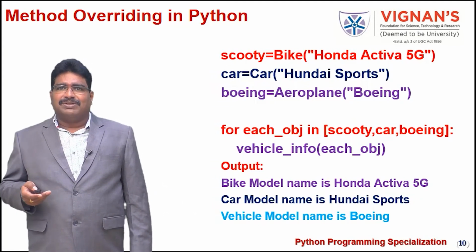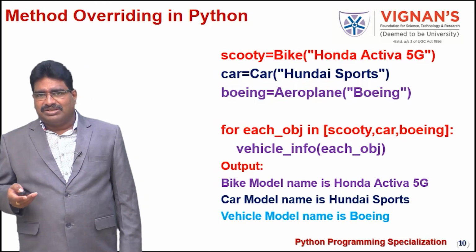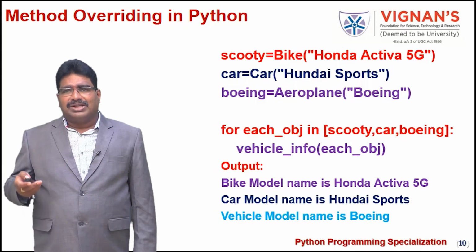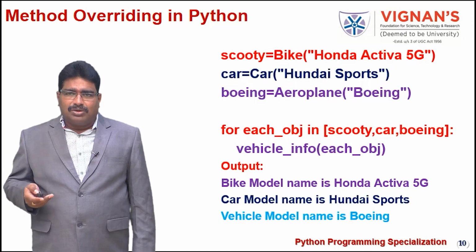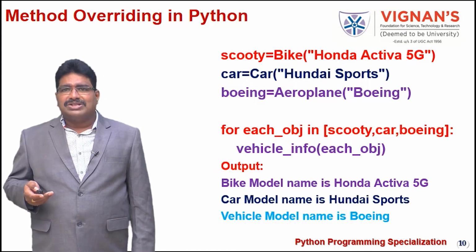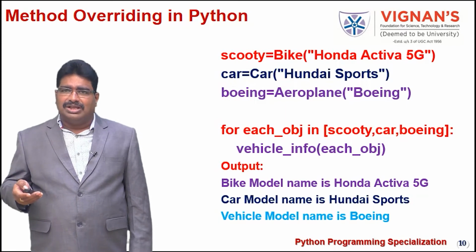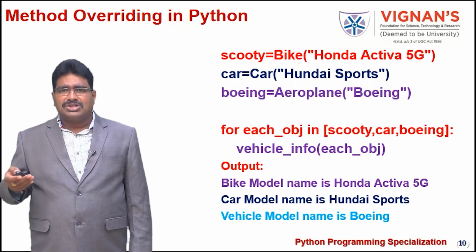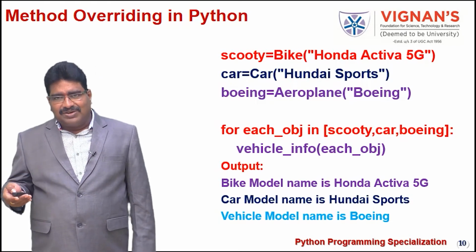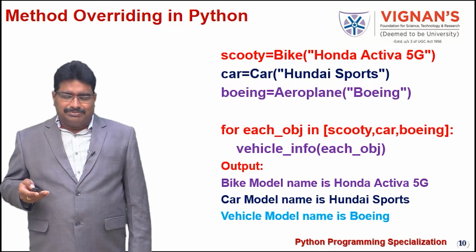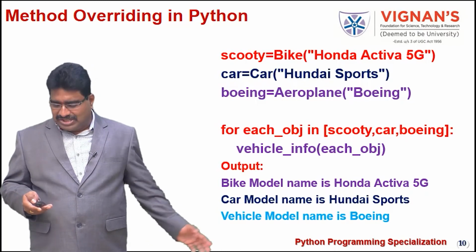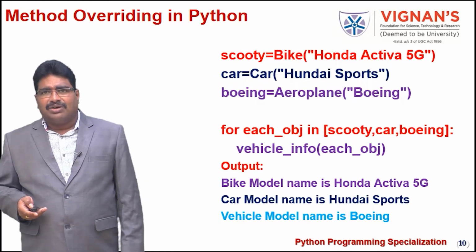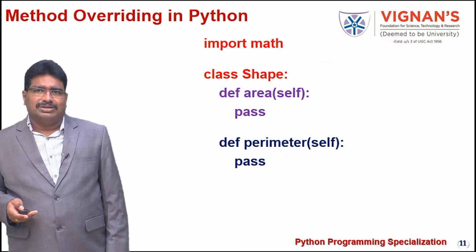We simply call the same method, vehicle info, of each object. Then automatically, for every object, the vehicle model method is invoked. Based on the implementation, if the object belongs to the parent class, the parent class method is executed. If the object belongs to the derived class, the derived class vehicle model method will be executed. So I hope you understand how to create method overriding in Python and how we are able to call it from a particular function.